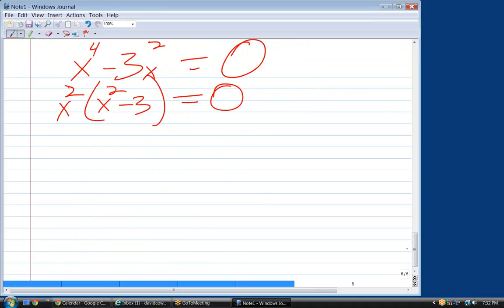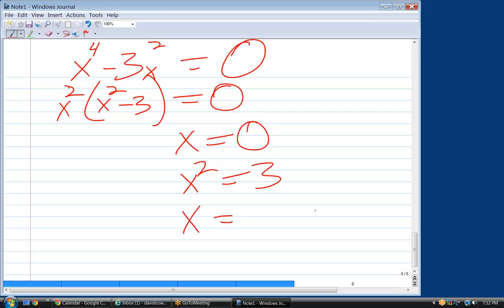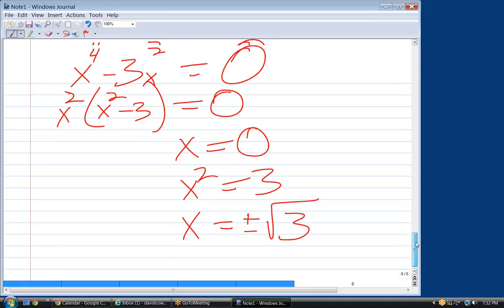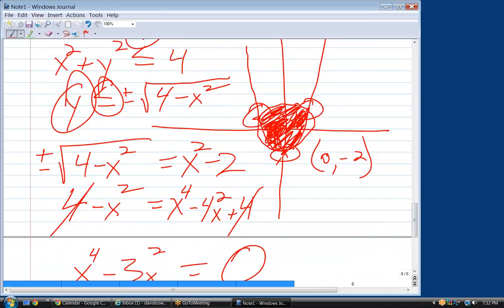What are our solution points for x? 0 and 3, negative 3? Well, 0 and 3. 0 because of this one. But then the other one is x squared equals 3, so x equals what? Square root of 3, plus or minus the square root of 3. Right here, x is the square root of 3, and right here, x is minus square root of 3.